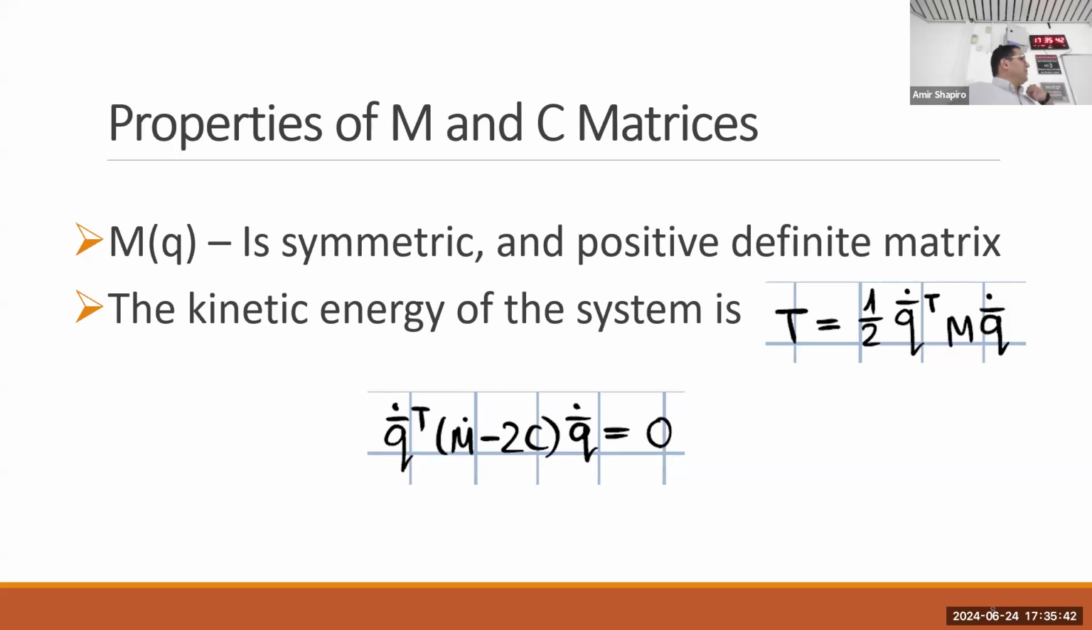And the kinetic energy of the system can be expressed as half of Q dot transpose M Q dot. This property is important for the value to be positive. So the kinetic energy is always positive.